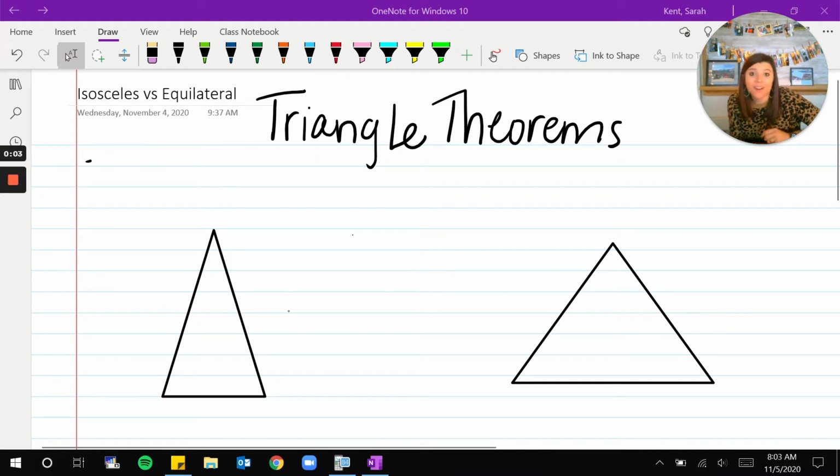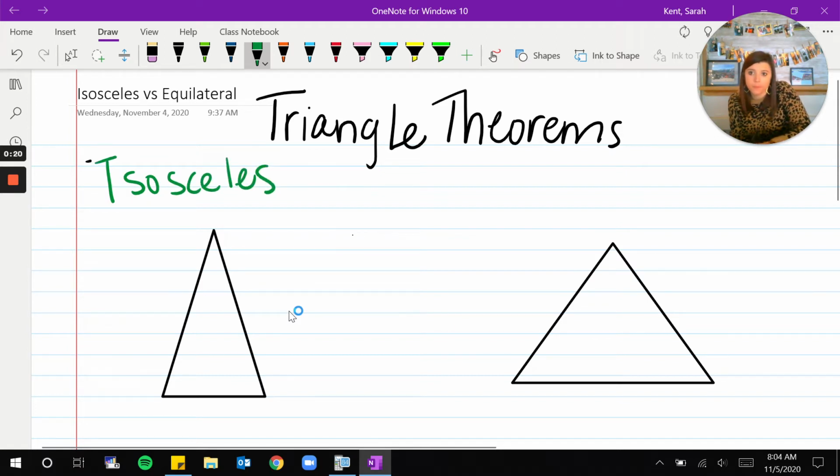All right, today we are continuing with triangles, and we're going to look at two different types of triangles. So the first triangle we're going to look at is called an isosceles triangle. An isosceles triangle is a triangle that has two equal sides. And if it has two equal sides, that means that it also has two equal angles.